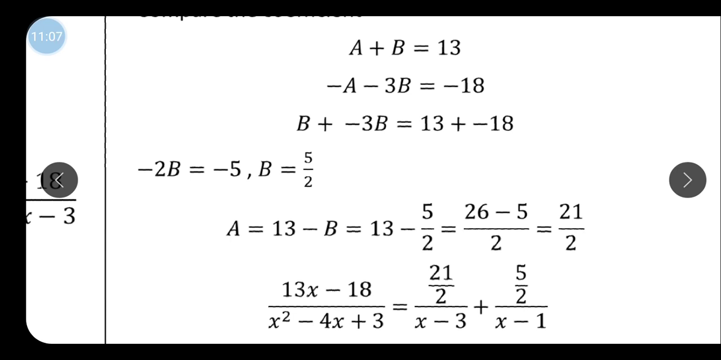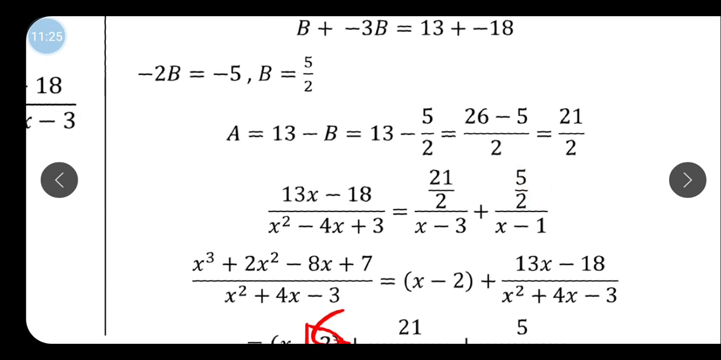Now that we know that B is equal to 5 over 2, we can substitute that in equation 1. And that means our A will therefore be equal to 13 minus B, which is 13 minus 5 over 2, which will give us 21 over 2 on simplification. So the partial fraction of 13x minus 18 over x squared minus 4x plus 3 is equal to 21 over 2 over x minus 3 plus 5 over 2 over x minus 1.